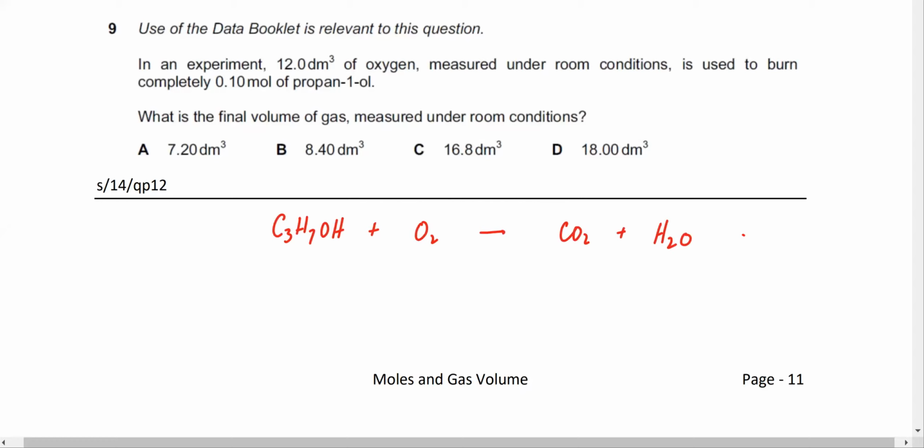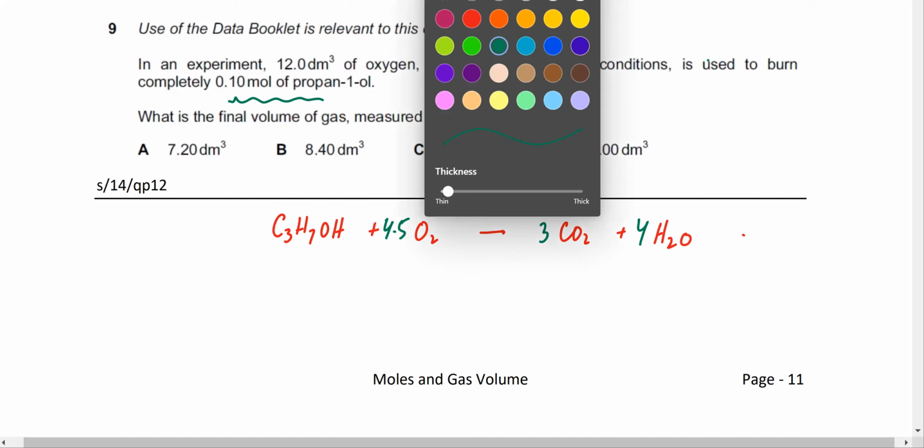And the balanced equation was that one molecule is going to produce 3 CO2s and 4 H2Os. And the number of oxygens is 6 plus 4, that's 10. So there's one already in propanol, so there should be 9 over here. So this would be 4.5. Now the question was that you've got 0.1 moles of propanol. They gave you 0.1 moles of propanol.